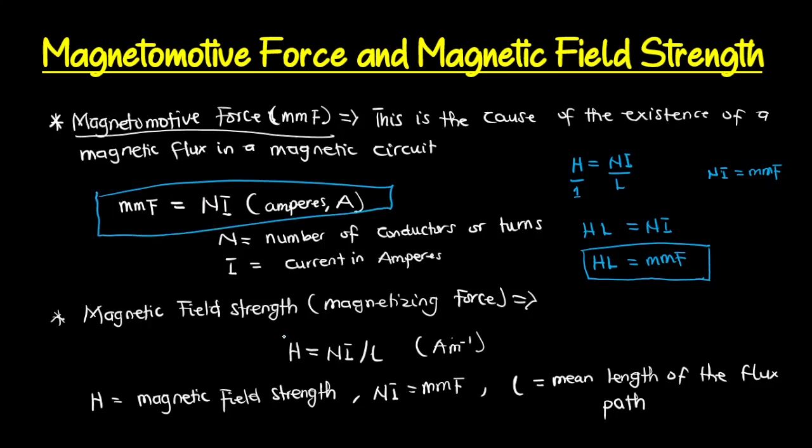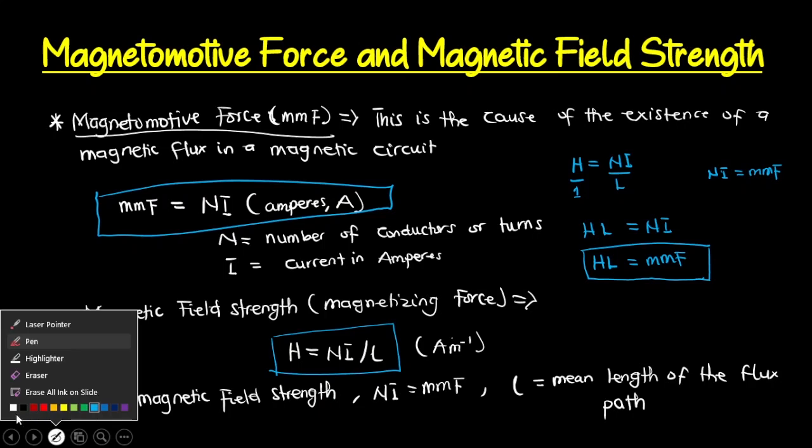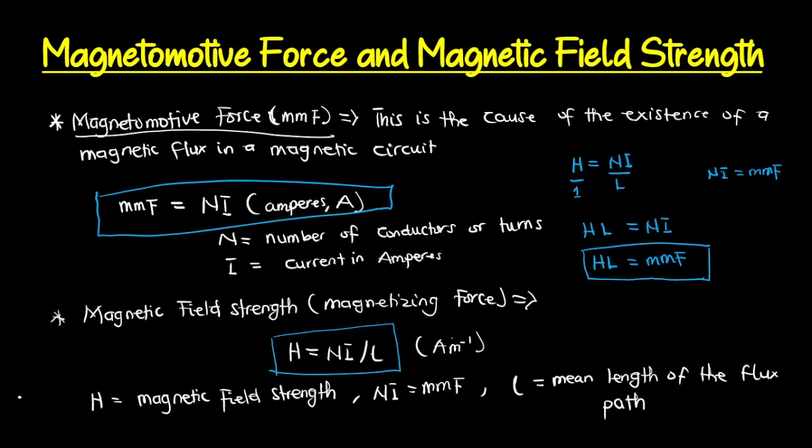And also another formula that we need to take note of is the magnetic field strength H is equal to Ni on L. All right, so now that we have these three formulas in our brain, let's proceed to look at a couple of examples to appreciate what we are talking about as magnetomotive force and magnetic field strength.